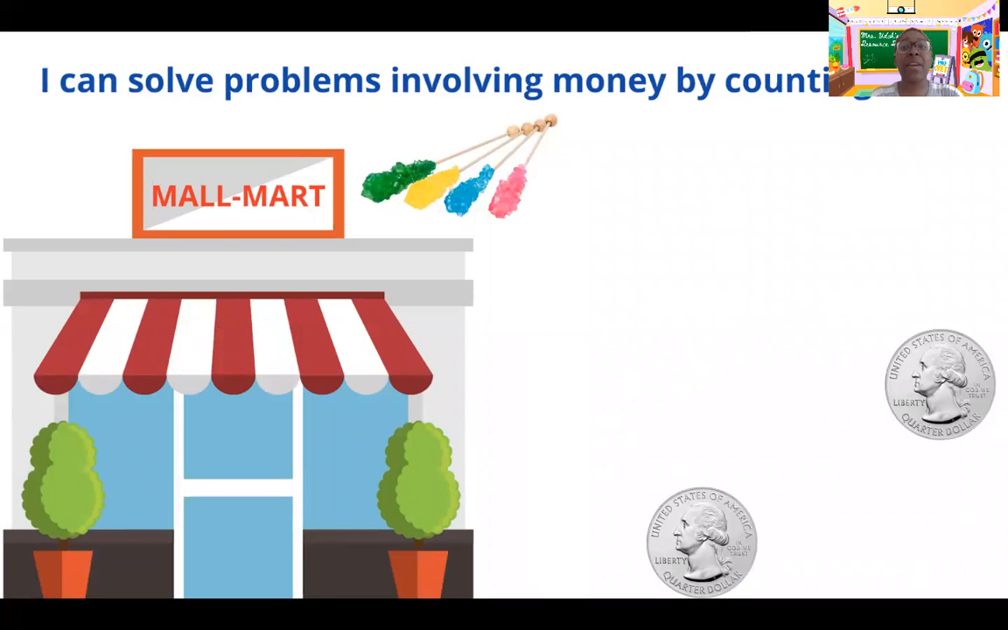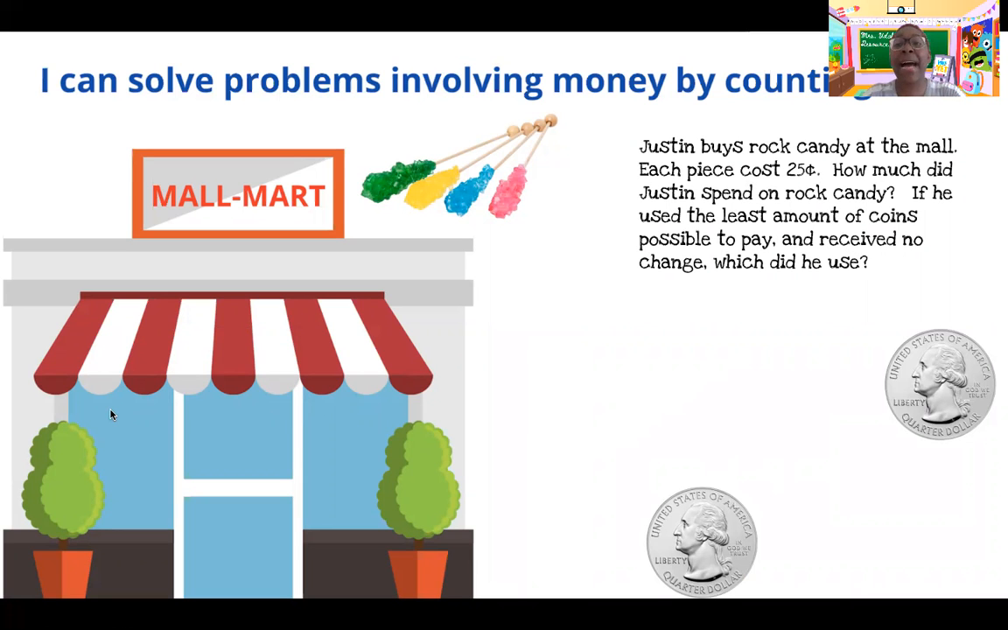All right, middles, here's your problem. Remember, this week we are counting coins. Uh-oh, got a little error on the screen. Here's our problem. Justin buys rock candy at the mall. Each piece costs 25 cents. How much did Justin spend on rock candy? If he used the least amount of coins possible to pay and received no change, which should he use?